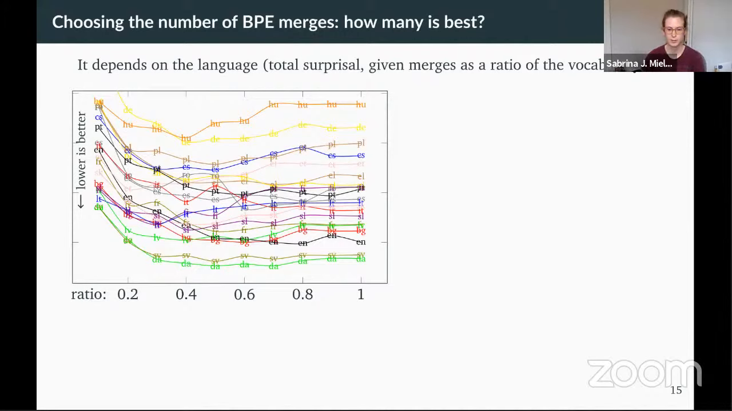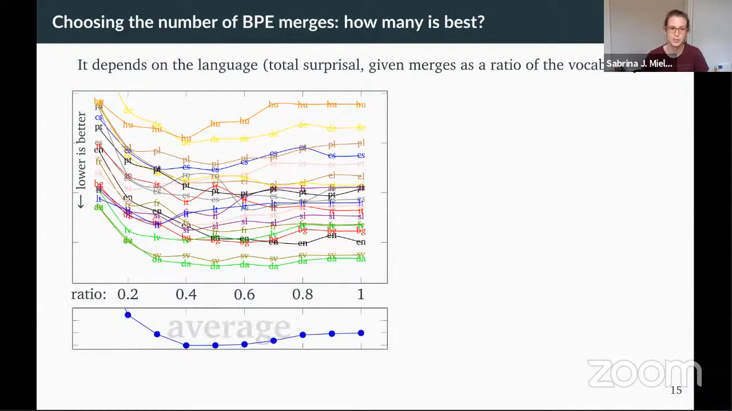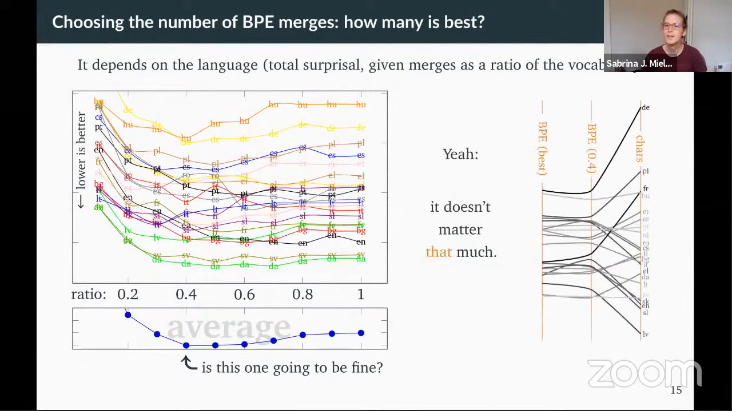So that's really interesting. You might say, oh wow, now you have to tune every individual language. We were like, yeah, we're not going to do that. We're just going to take the average of all these, and then 0.4 is probably going to be fine-ish. But since both my advisor and I are perfectionists to a fault, we were like, but is it actually fine? And so we checked, and it really doesn't matter all that much.